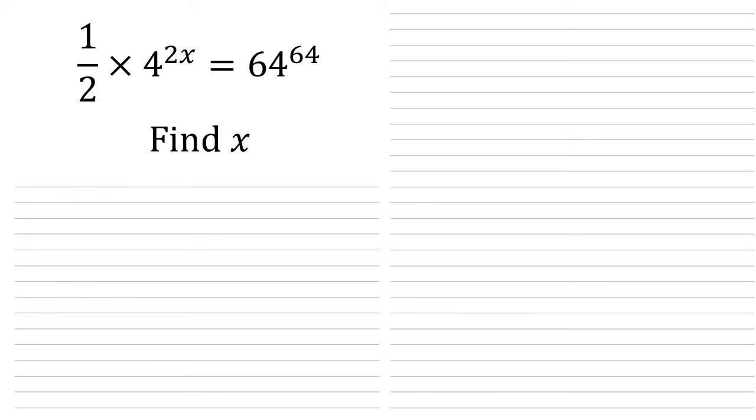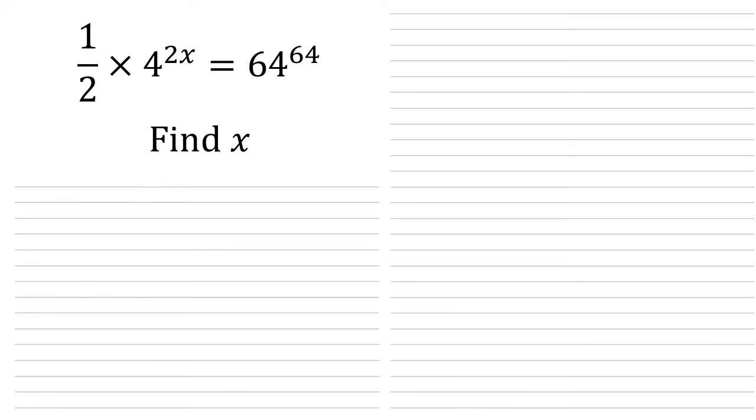We're given the equation half times 4 to the power of 2x equals 64 to the power of 64, and we're asked to find the value of x. So looking at this, we can't use a calculator because if we try to put 64 to the power of 64 into any normal calculator, it's far too big. The calculator's not going to be able to handle it. So we're going to have to do something clever here to sort this out.